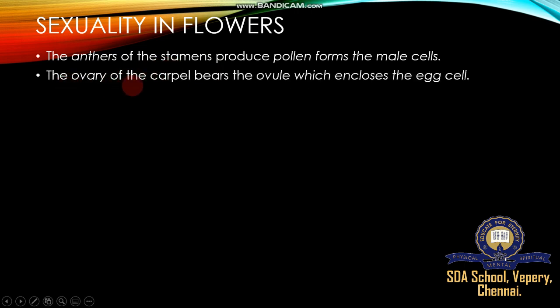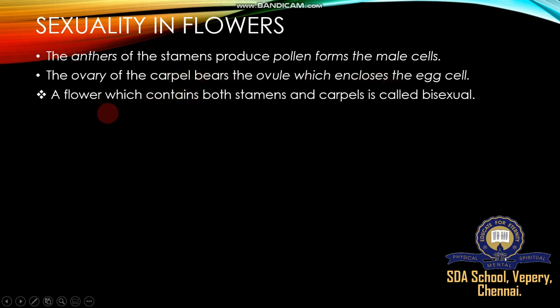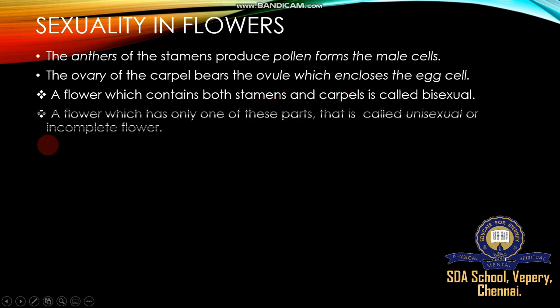The ovary of the carpel bears the ovule which encloses the egg cell. Female reproductive parts are called the gynoecium, and the gynoecium consists of a carpel or pistil with the egg cell. A flower which contains both stamens and carpels is called bisexual. I explained already: bisexual means both stamens and carpel, or androecium and gynoecium, present in the same flower. A flower which has only one of these parts is called unisexual.